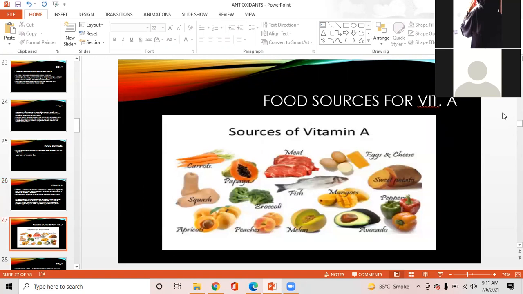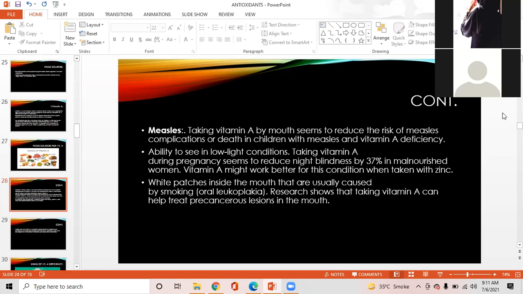Food sources of vitamin A are carrots, squash, papaya, broccoli, apricots, peaches, melon, avocado, bell pepper, eggs, cheese, mangoes, fish, meat, and sweet potatoes. Measles. Taking vitamin A by mouth seems to reduce the risk of measles complications or death in children with measles and vitamin A deficiency.